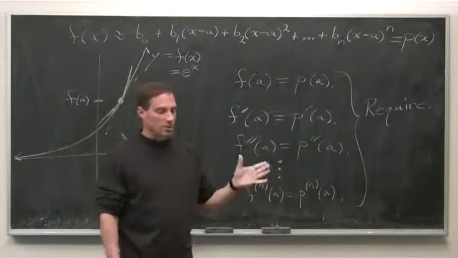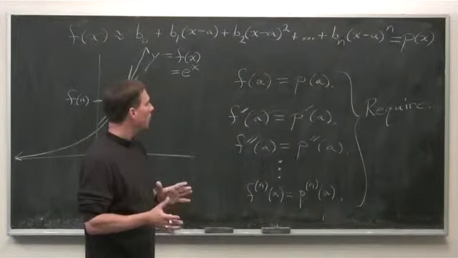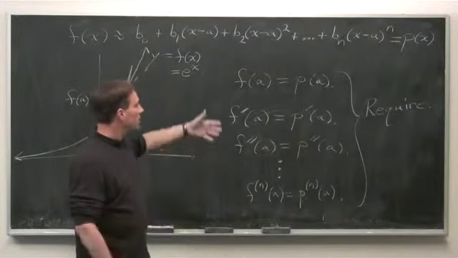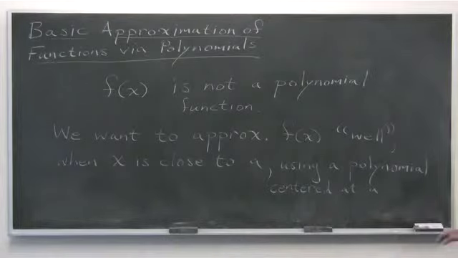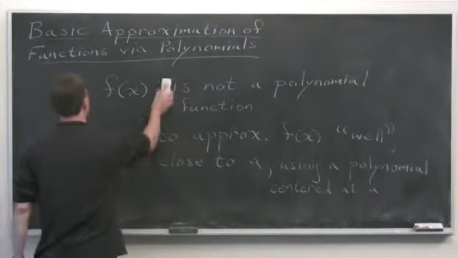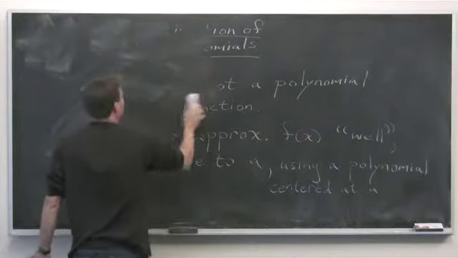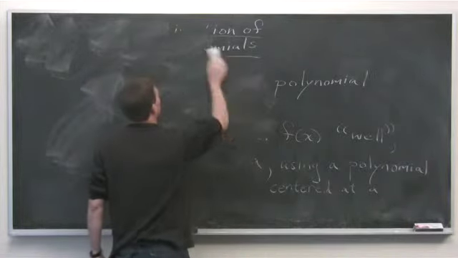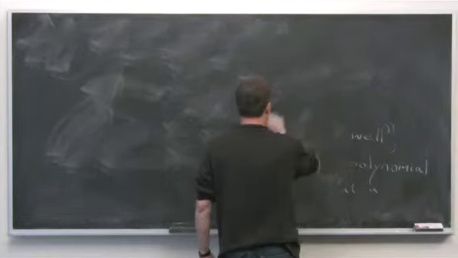This doesn't prove that they're close, and we'll have to wait until the next section to actually get some error estimates on to what extent making these derivatives the same forces the functions to be close together. But in this section, the basic approximation, next time we're going to look at the error in the approximation, but this time we're just going to naively assume that forcing the derivatives of p and f to be the same at a should make the polynomial approximate the original function well near a.